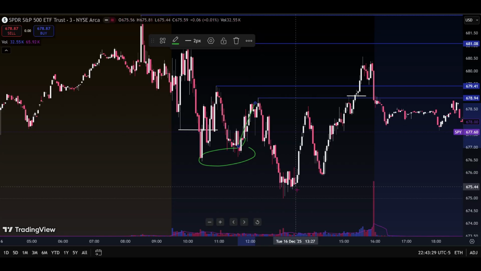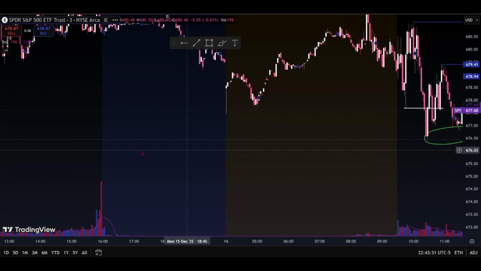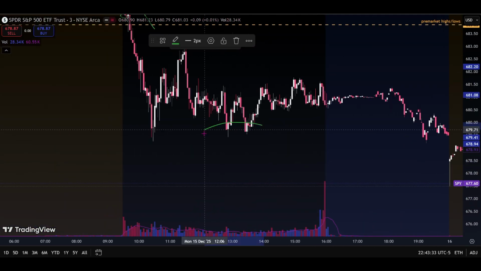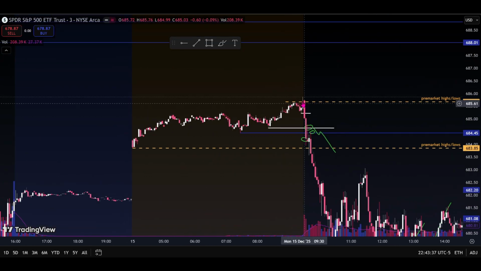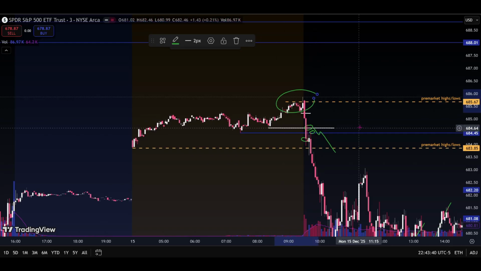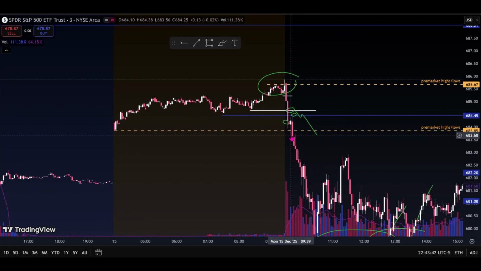Low of day retest, pump. Low of day retest, pump. Same thing Monday. Low of day retest, pump. Low of day retest, pump. Pre-market high, retest, dump. But you can see pre-market low, we still had a reaction off of it, but it wasn't a crazy push up.